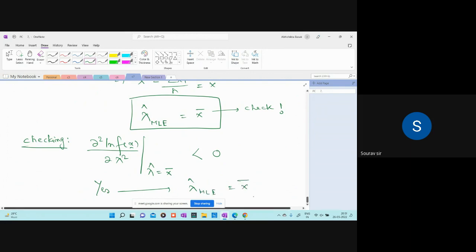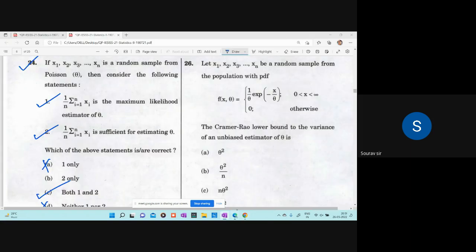So hence, X bar is not only the maximum likelihood estimator of lambda, but it is also the sufficient statistic for lambda. So both statement 1 and statement 2 are true.